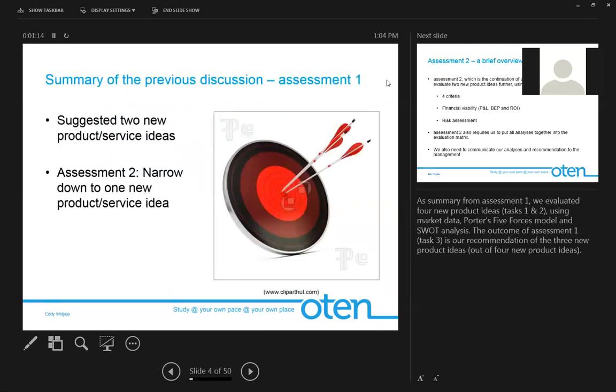All right, a bit of a summary here of assessment 1. We should have suggested 2 new product or service IDs from assessment 1. And in terms of assessment 2, we will narrow down to 1 new product or service ID. So in brief, out of these 2 new product service IDs, we are going to get 1.